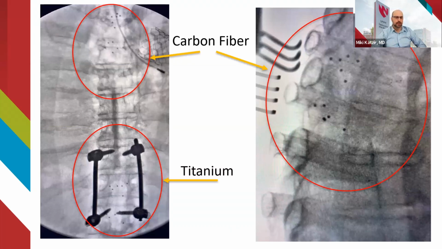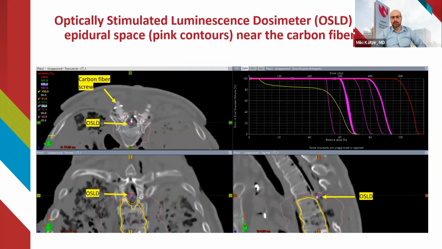And these are fluoroscopic pictures from the surgery. Titanium at the bottom, carbon fiber at the top. You can see the dosimetric chips with the round BBs, round dots. And these are the dose volume histograms that we can see on the right.